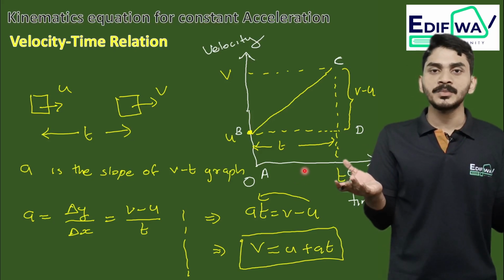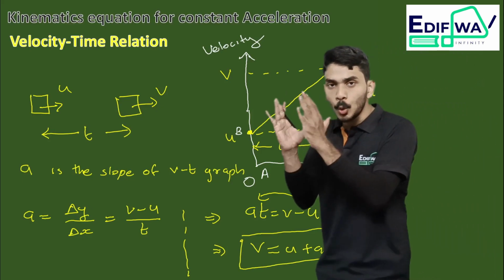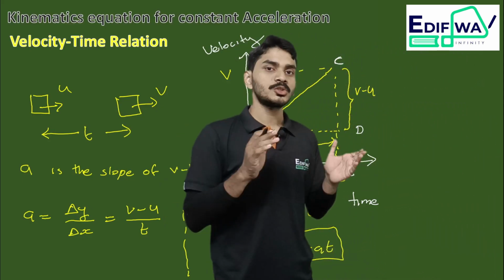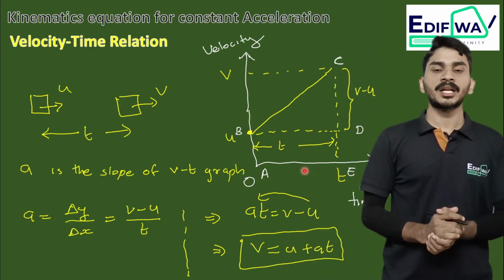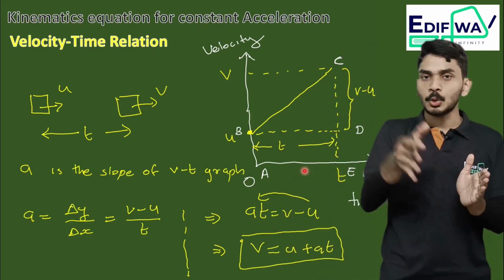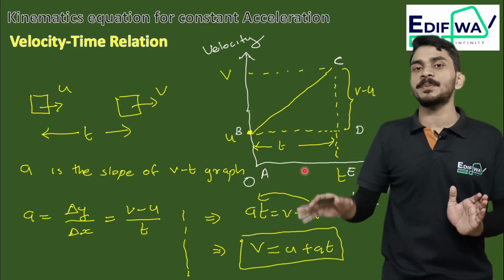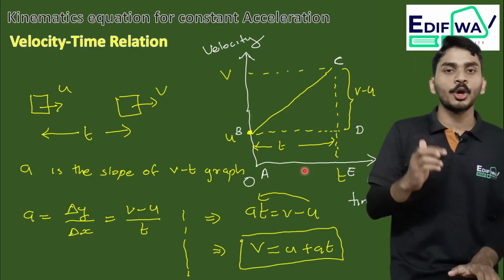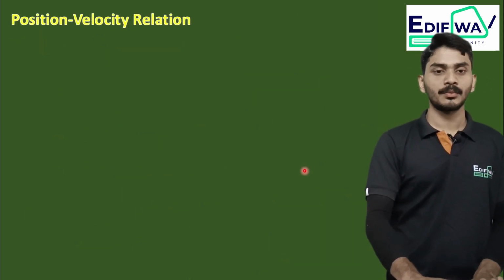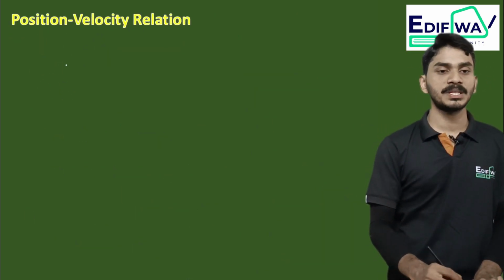What is a trapezium? In a trapezium there will be two parallel sides, right? So in this figure AB is parallel to EC, which means there are two parallel sides. This could be a trapezium. And how to find the area of a trapezium? Do you know that? Okay, I'll tell you. Area of trapezium.